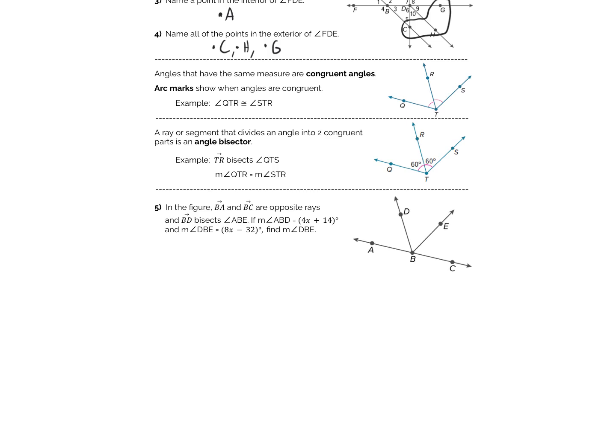So using that knowledge, we're going to understand some things here. Ray BD bisects angle ABE. So that means that ABD is congruent to EBD. And I also know that ABD is 4x plus 14. And I know that DBE is 8x minus 32. So, since those are congruent, right, angle ABD is congruent to angle EBD.